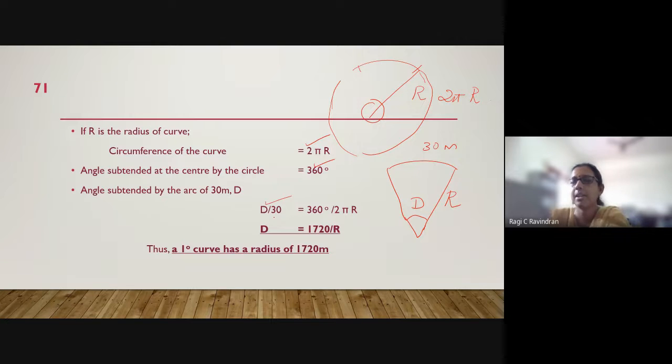So it is pretty easy. D by 30, which is the 30-meter length of your curve, is equal to 360 degree by 2 pi R. When you solve this, 360 degree by 2 pi into 30, you will get D is equal to 1720 divided by R. So we are arriving at this conclusion: suppose the degree of your curve is 1 degree, then it has a radius of 1720 meters, because the relationship is D is equal to 1720 divided by R. So if your degree of the curve is 1 degree, then R should be 1720 meters.